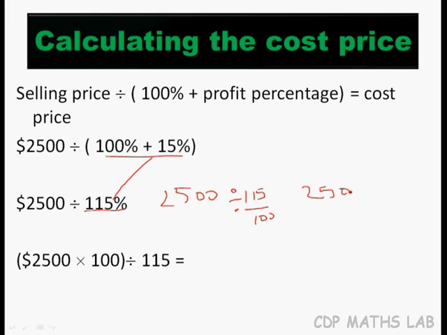So therefore that will be what? 2,500. We change the sign and we invert. And that's why we multiply the 2,500 by 100 right there. So good. And now you're going to divide it by 115. And what's the answer? So it's $2,173.91. That is your cost price. What are we going to do next? Try this question, of course.